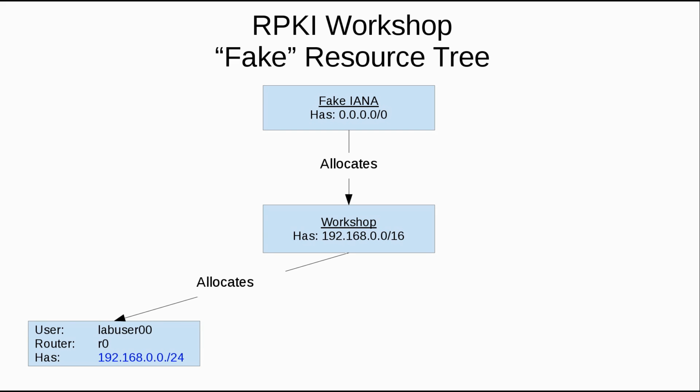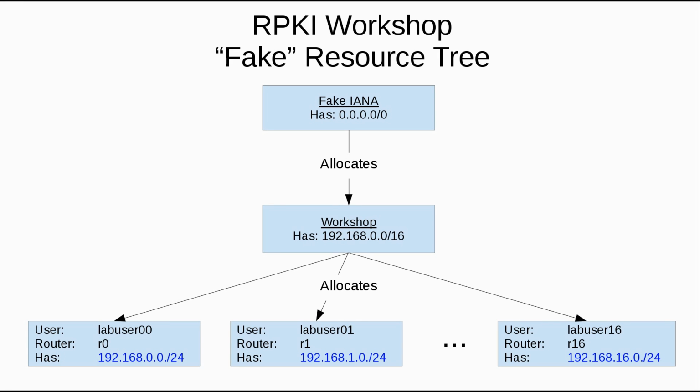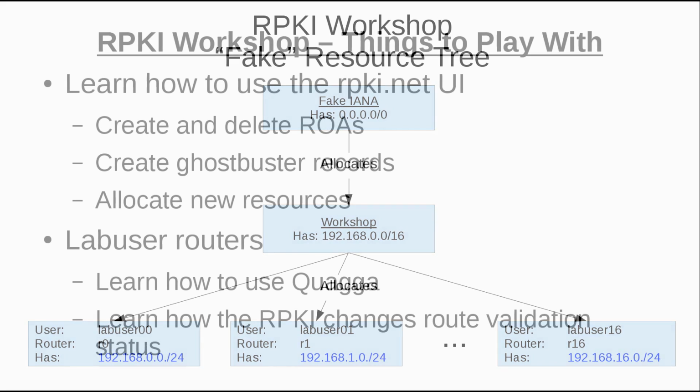But to continue on with the default setup, the workshop has allocated out the 192.168.0.0/24 address space to the R0 router and to the user lab user 00, which is what you can use to log into the virtual router inside of the virtual machine. We'll cover that in detail later. And as I mentioned before, there's actually 17 total virtual routers from R0 to R16, and they all have various address blocks allocated to them from the workshop address holder.